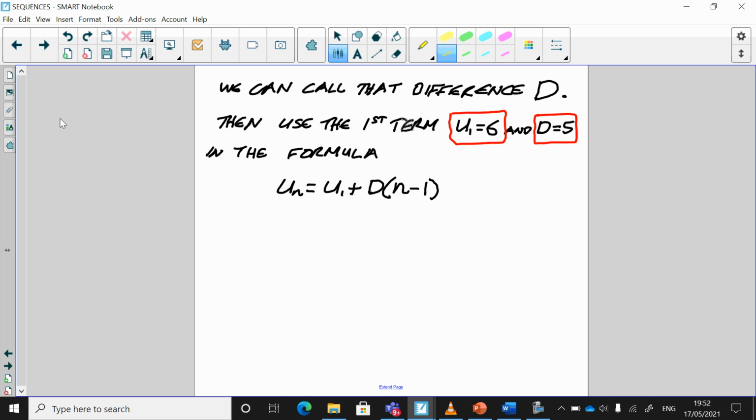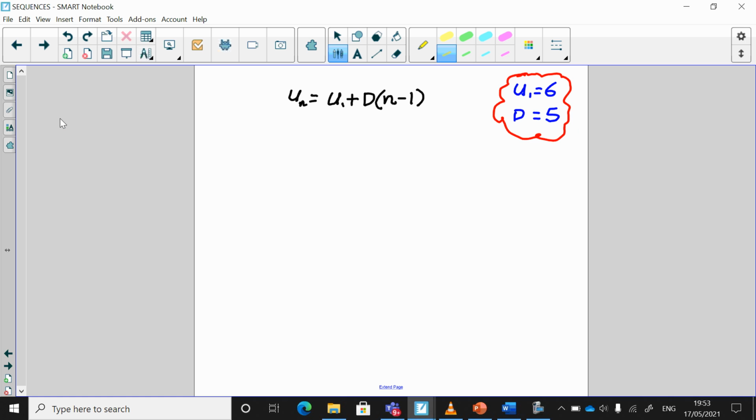So that's a common difference. First term, u1 equals 6, common difference d equals 5. There's the formula we're going to use. It will define any position in a sequence. So let's go and put our numbers in. Yep, same formula. u1 is 6, first term. Common difference is 5, positive 5. Let's go and put things in.